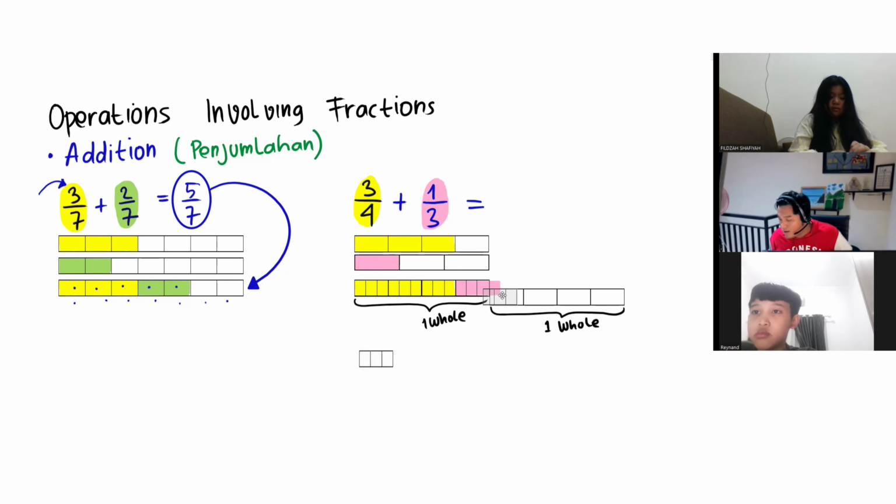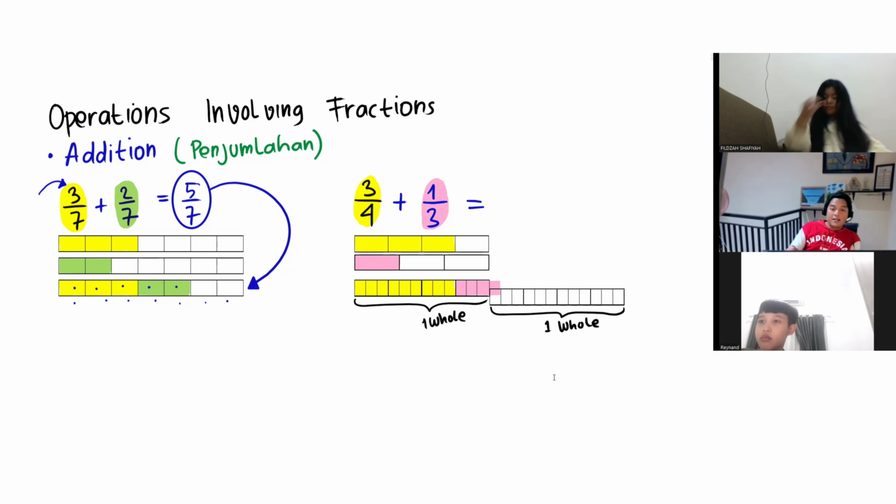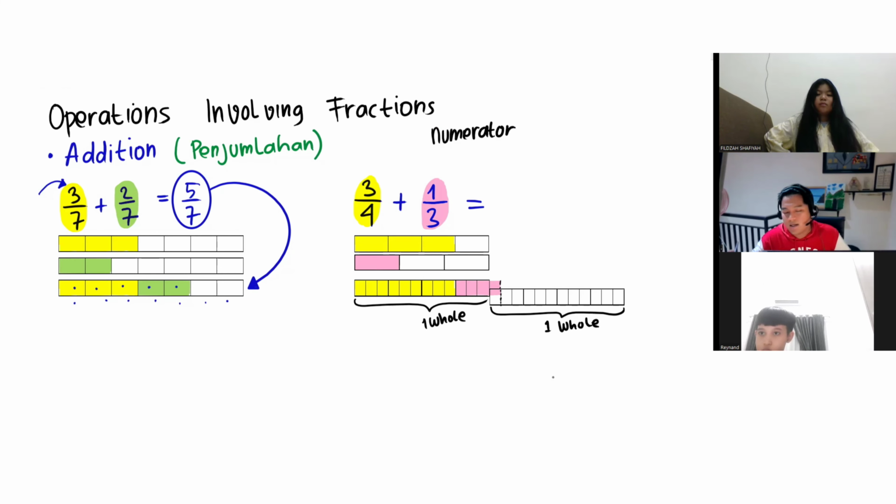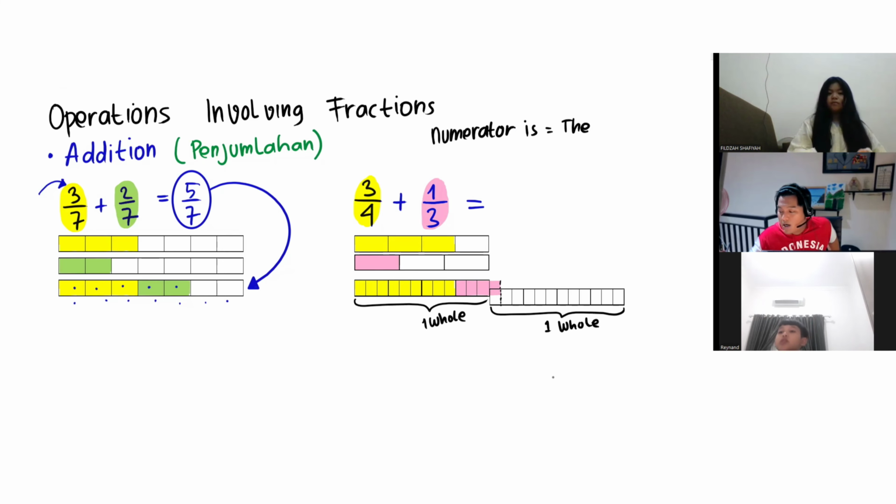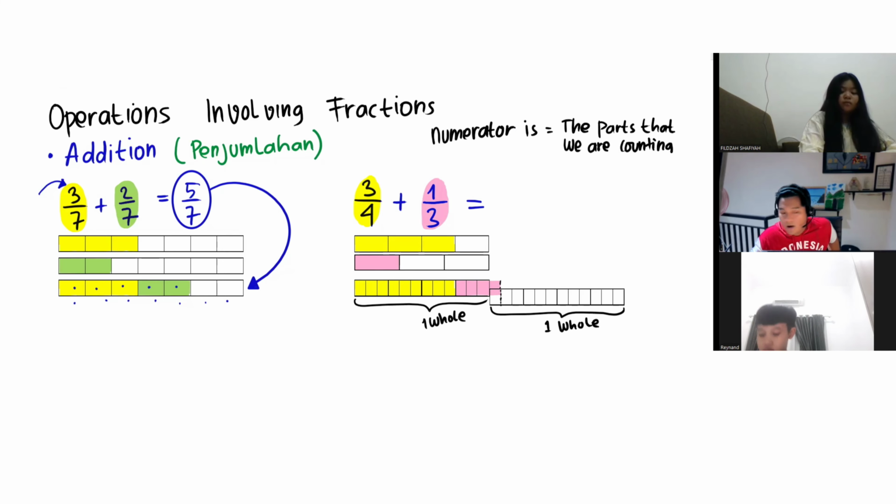We still have to do it to this part, right? Anyone, please tell me, what is the fraction represented by the shaded part? So what's the final answer here? Either Raynan or Cheetah, what is the definition of numerator? Numerator is the part that we are counting, right? Okay, that's the definition of numerator. Remember, numerator is the parts that we are counting.